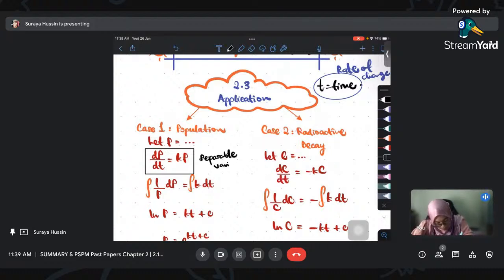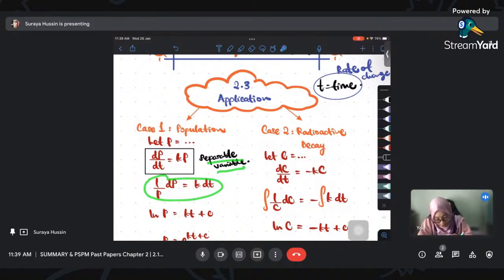This is separable variable. Okay. Kenapa yang ini separable variable? Because sebab dia unsur darab. And so you boleh bawa dia pindah. Okay, you boleh jadikan 1 over P dP equal it to K. Pada asalnya dia tak ada pun integration ni. Pada asalnya macam ni.